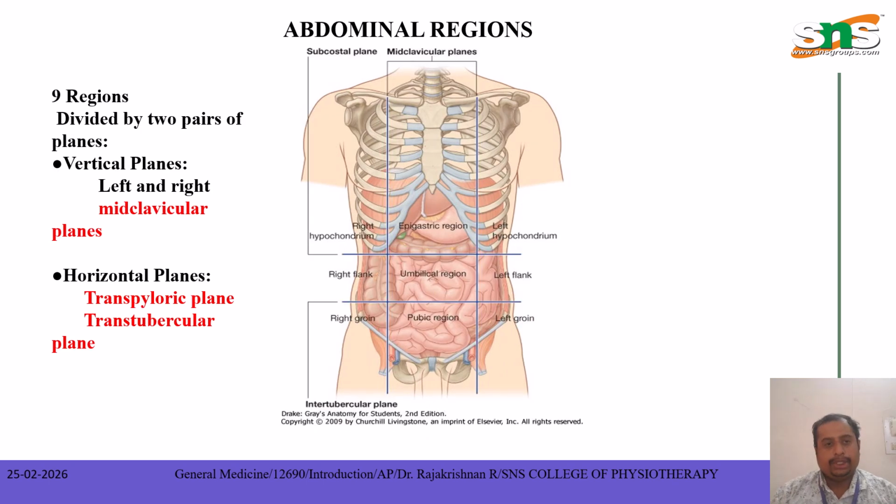And then it is divided into 9 regions with two pairs of planes. One is the vertical plane and another one is the horizontal plane. In the vertical plane, there are right and left mid-clavicular planes, and in the horizontal plane, there are the transpyloric plane and the transtubercular plane. This is divided into 9 abdominal regions: first, the right hypochondrium, then epigastric region, left hypochondrium, right flank, umbilical region, left flank, right groin, pubic region, and the left groin.